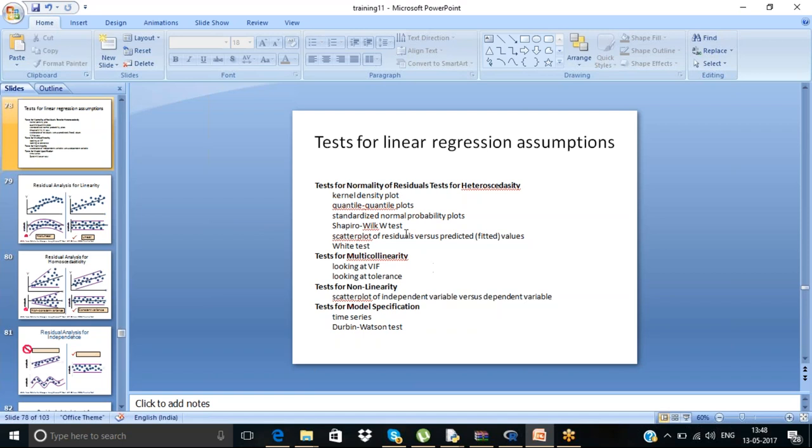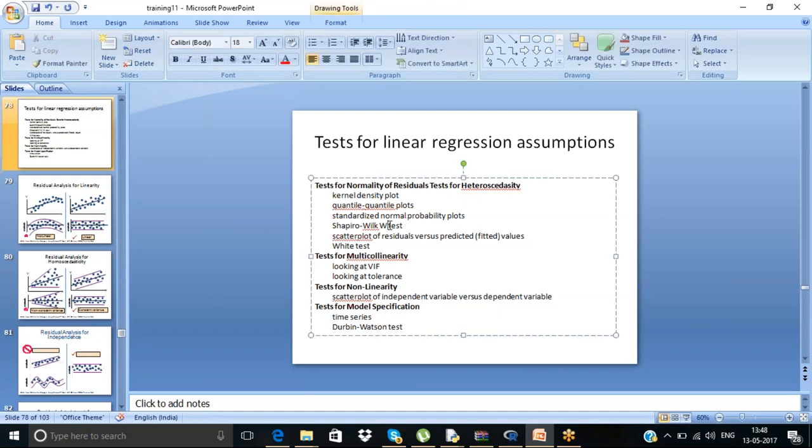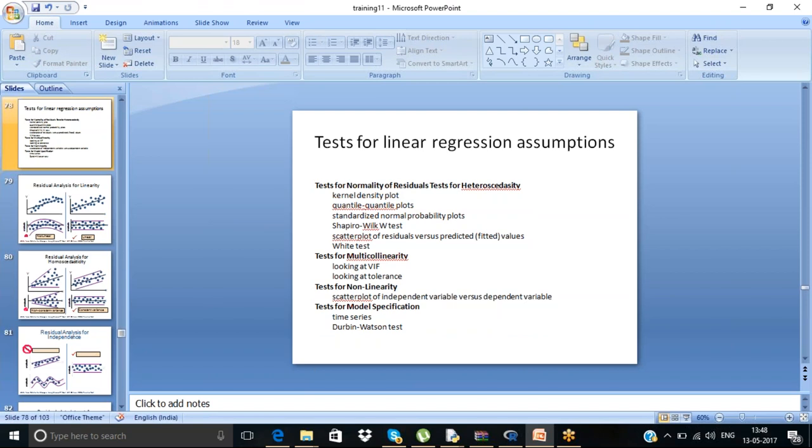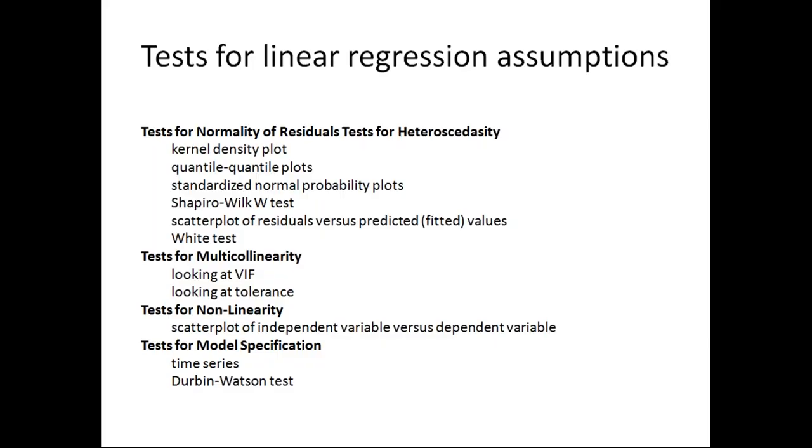Okay, so you can do the QQ plot, then you can also do a statistical test which will tell you whether a distribution is normal or not. Then you can also do a scatter plot of residuals versus predicted. So we will look at how that looks in the next slide. And for heteroscedasticity, you can also do a White test.